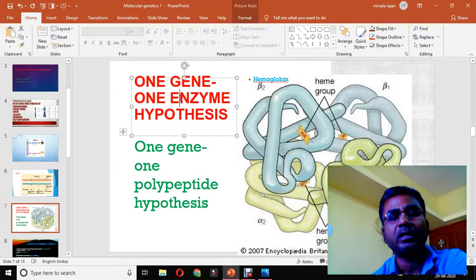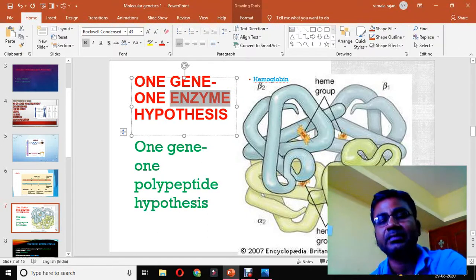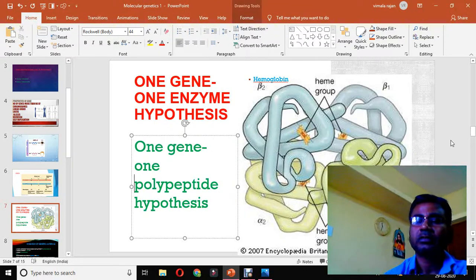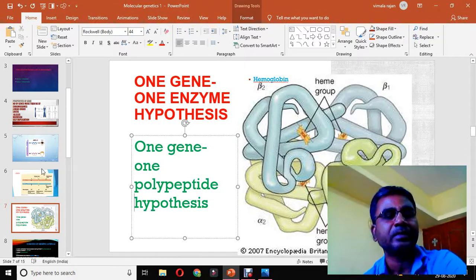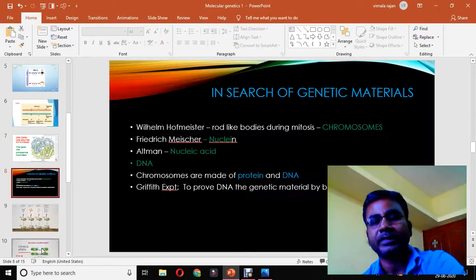The first hypothesis is the one gene, one enzyme hypothesis, where the entire enzyme, the entire protein, is produced. Whereas in the second hypothesis, one gene is capable of producing only a single polypeptide. It can produce only the beta-2 polypeptide. So these are the two hypotheses regarding whether a gene is capable of producing an entire protein or only a particular polypeptide.